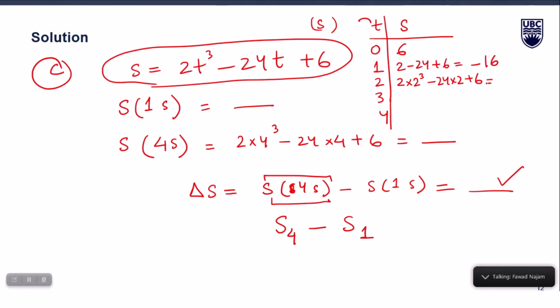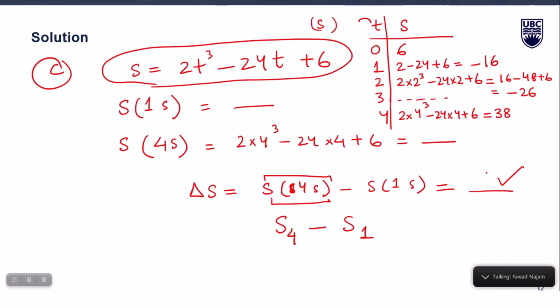It will be what? 16 minus 48 plus 6. It will be minus 26. Similarly, we can also put t equal to 3 and get the corresponding number, and then t equal to 4, you can also repeat that, 2 times 4 cube minus 24 into 4 plus 6. From this you should get plus 38, right?